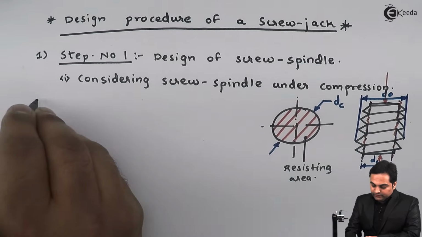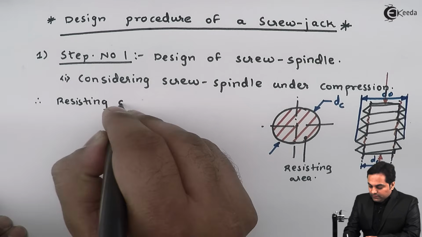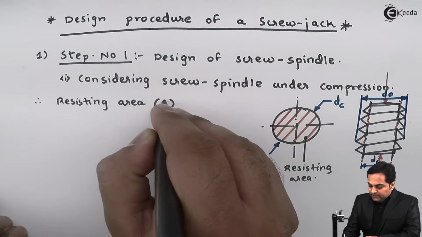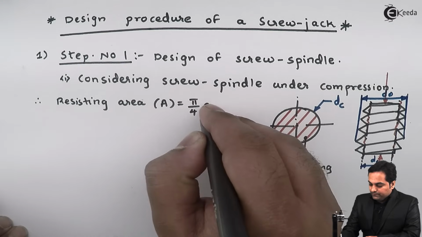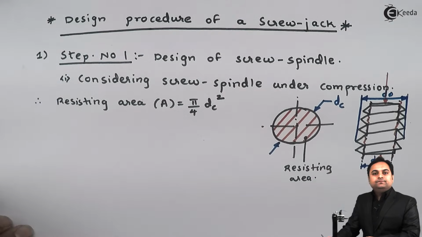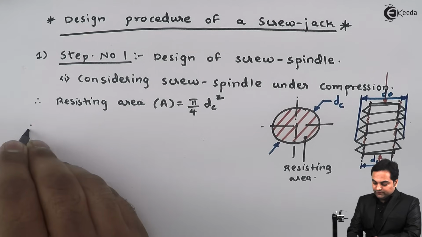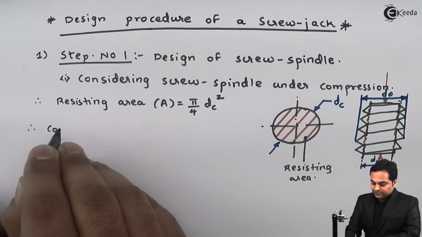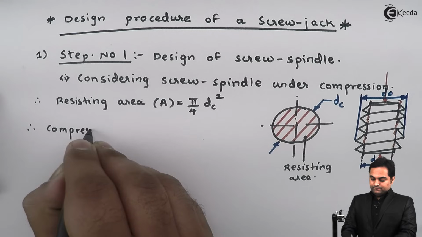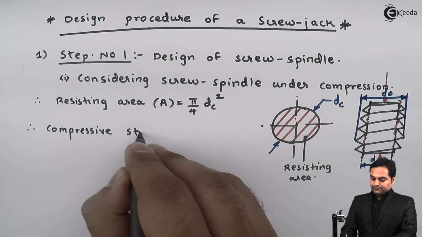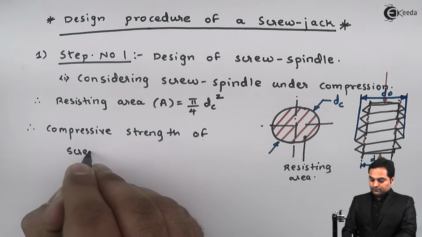So now I'll write it down. Therefore, resisting area, capital A, will be equal to, it is a circular area, pi by 4 into DC square, where DC is the minimum diameter of the screw thread. So I'll write down, therefore, the compressive strength of the screw spindle, because I am considering the failure under compression.